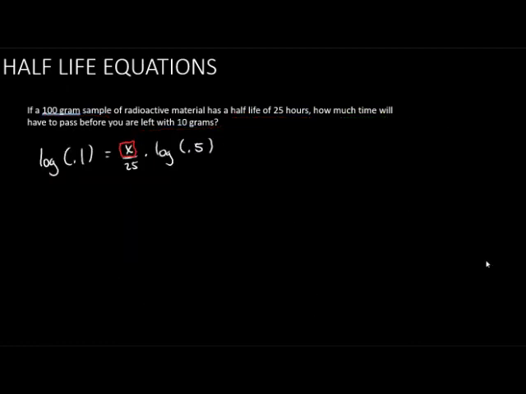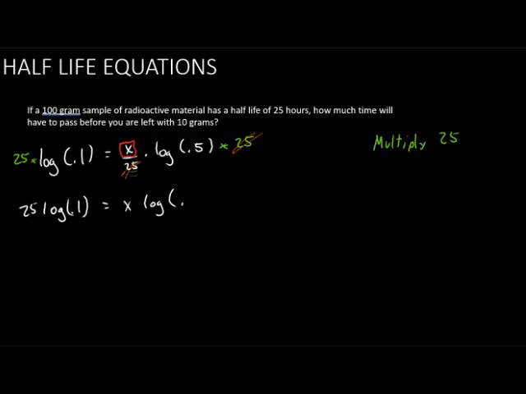With this equation, we'll now try to get x by itself. First, we'll need to deal with the 25 here on the bottom under the x. To cancel that out, we will multiply both sides by 25. We'll say 25 times on the left and the right. On the right, the 25 on the bottom of this fraction will cancel out with the 25. This will give us 25 log of 0.1 equals x log of 0.5.